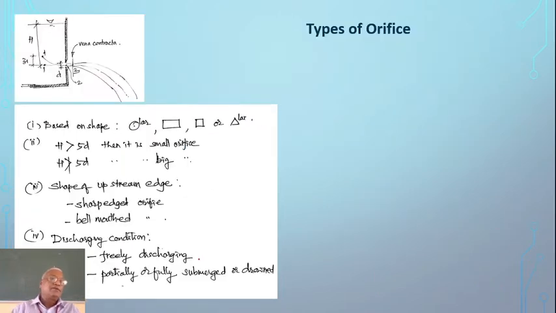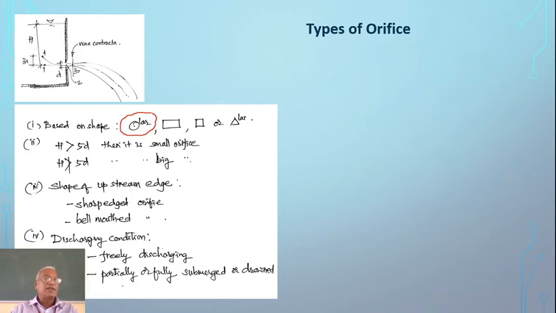Okay, here classification is based on the geometry of the opening, maybe circular, rectangular, square, or triangular. Openings may be of any of these, but the most common one would be the circular one. The orifice can have any geometry, it's just an opening, right?